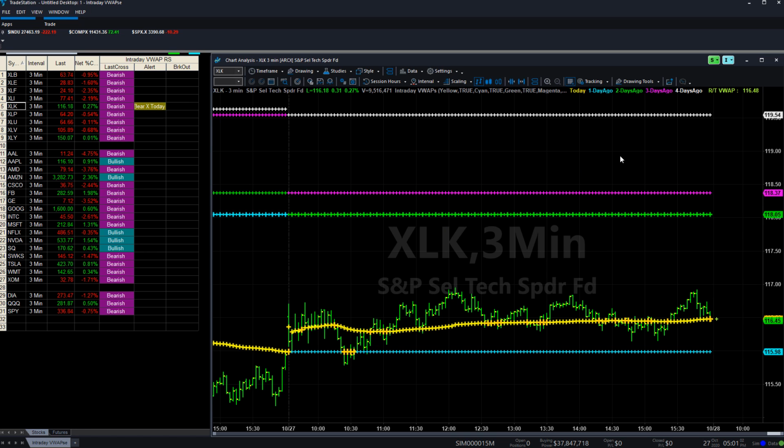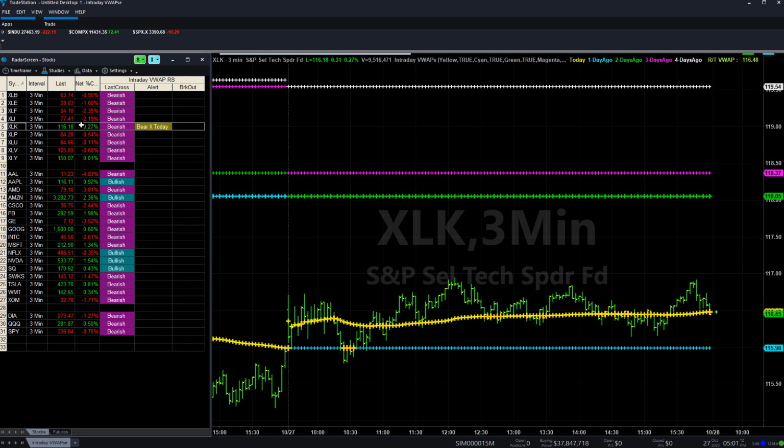So we had a pretty good down day yesterday, which is why you see the prices here below the different VWAP levels. But we can see that there was an alert here on the tech sector. It was a bearish cross today. And if I click on that, that's XLK, and we can see that cross here right at the end of the day. And you'll notice that these slightly larger orange crosses are the visual clue that there was a cross on that VWAP. So it just makes it easy to see whether or not there was a VWAP cross on that particular bar.